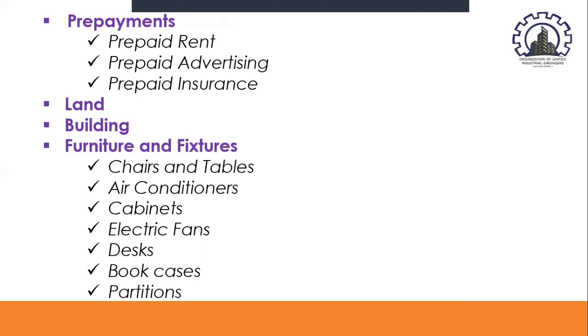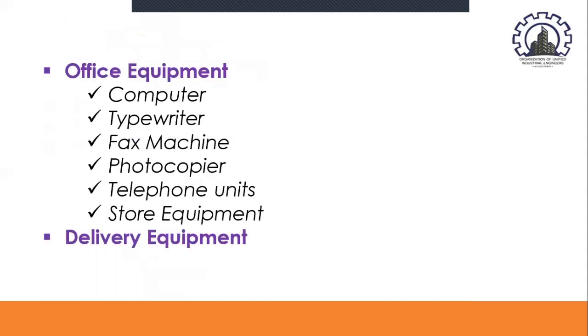Aside from these, we also have land, building, furniture and fixtures, and under the furniture and fixtures account, we have chairs and tables, air conditioners, cabinets, electric fans, desks, bookcases, and partition, and there are a lot more. We also have office equipment, and under the office equipment account, we have computer, typewriter, fax machine, photocopier, telephone units, and store equipment, and a lot more. And finally, we have delivery equipment as well.